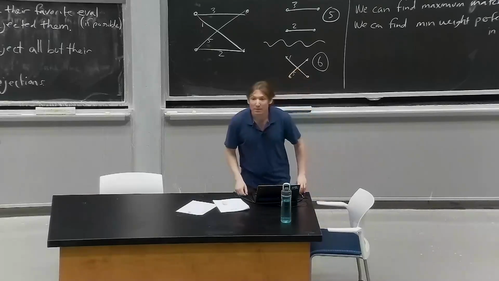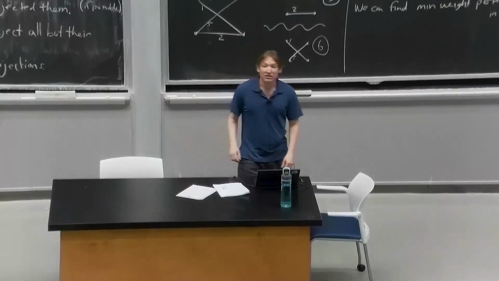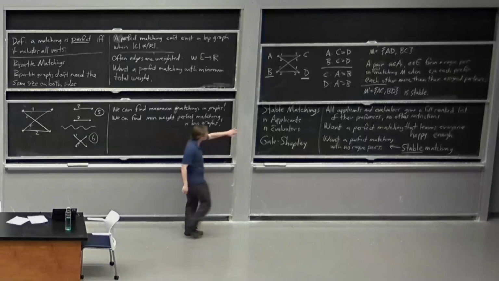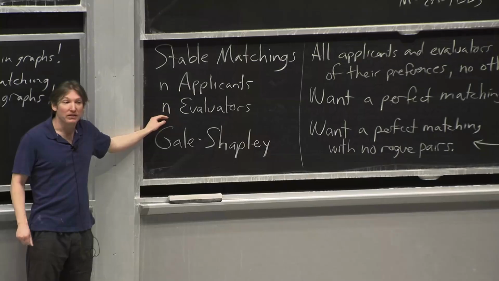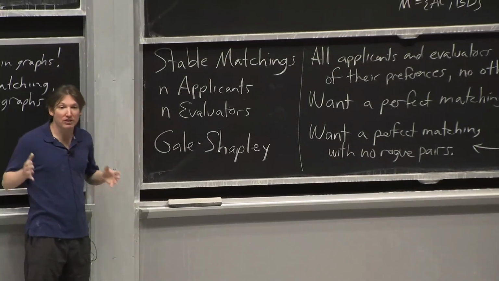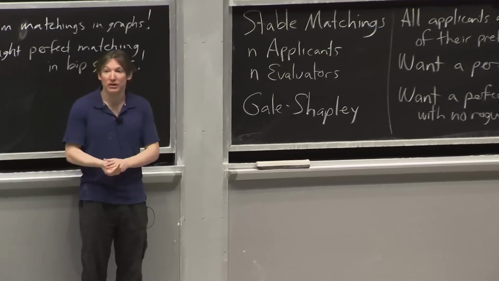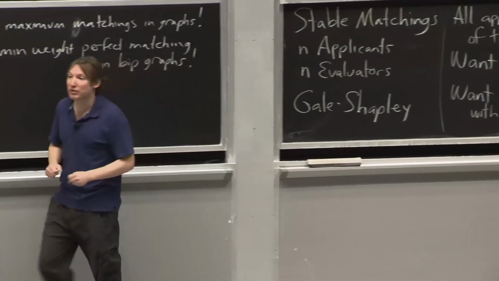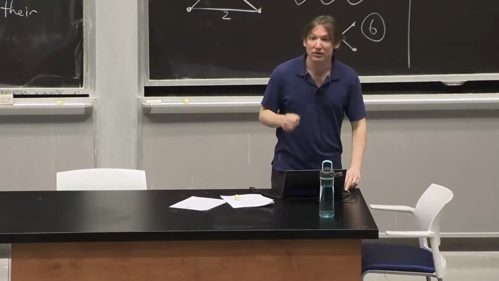Yes? Good question. Does this only work for 1-to-1 ratios? So yes, still in this algorithm, we're only talking about n applicants and n evaluators. And each evaluator is going to end up with 1 applicant, and each applicant is going to end up with 1 evaluator. So we have the same number on each side, and we're trying to find a perfect matching. Those are the rules of the game. Does that answer your question? Cool.